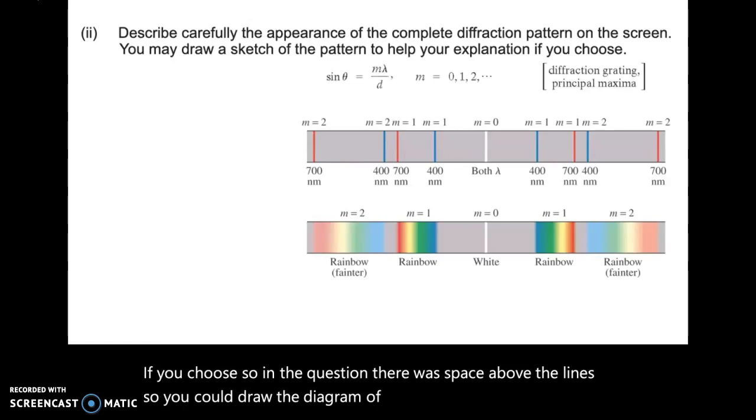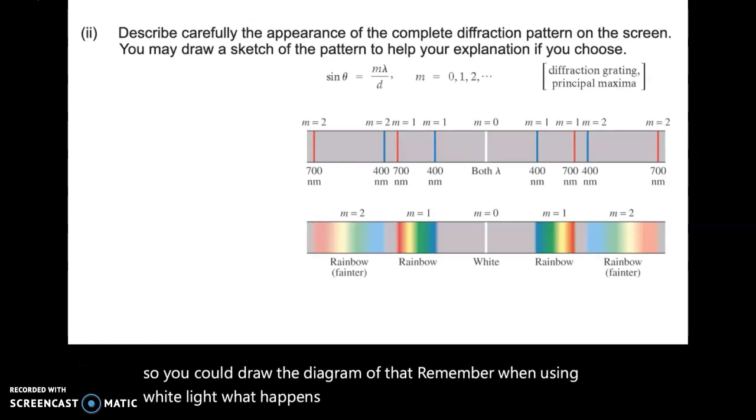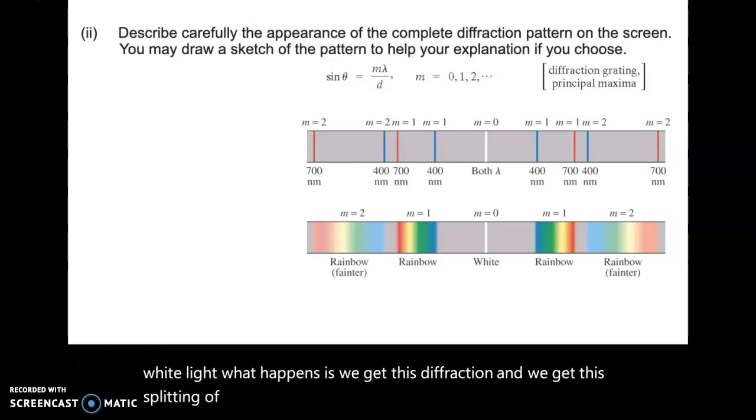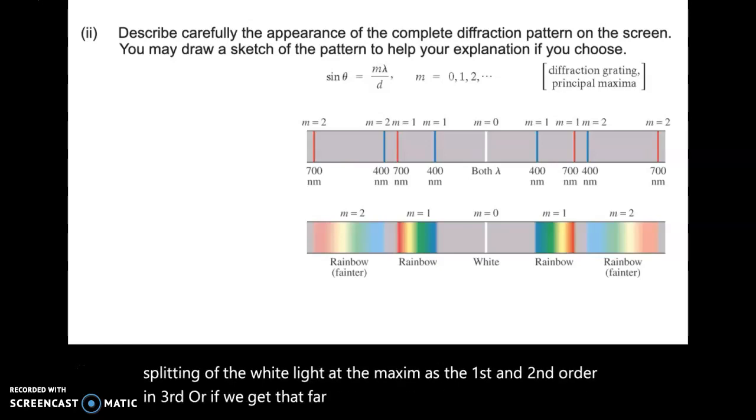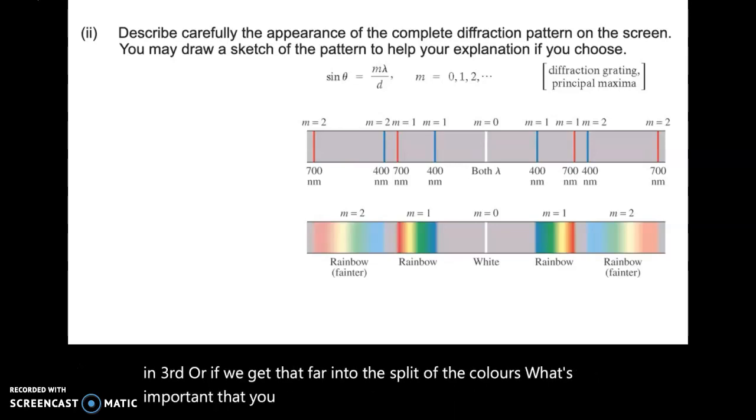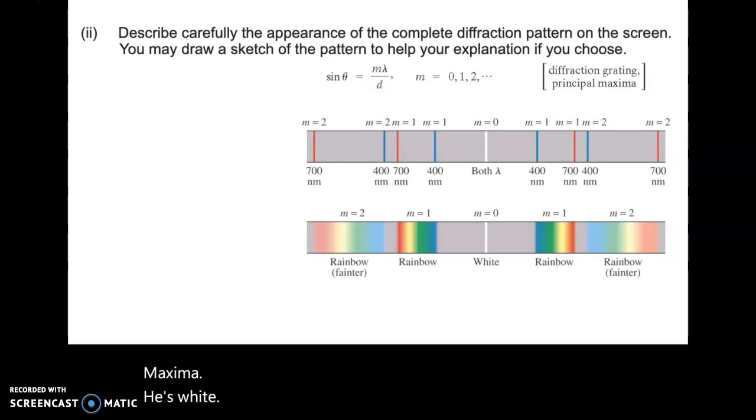Remember, when we're using white light, what happens is we get this diffraction and we get this splitting of the white light at the maxima. The first and second order and third order, if we get that far, into the split of the colours. What's important that you need to know is that the zero order maximum is white. Okay, all the wavelengths are there together.